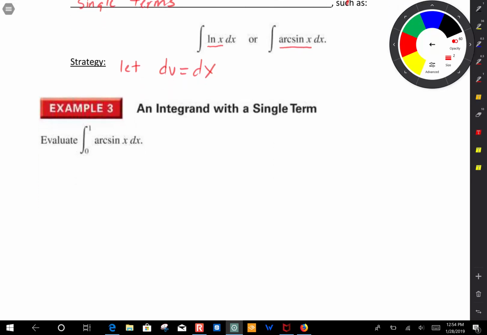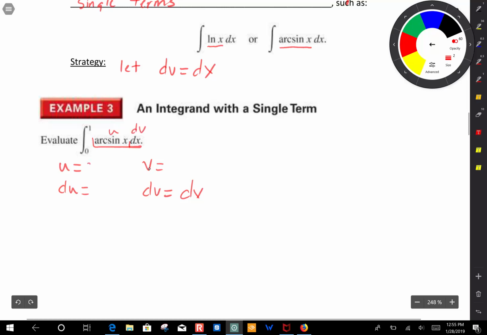So here we go. This says an integrand with a single term. Evaluate the integral from 0 to 1 of arc sine of x dx. Okay? So using that strategy, we have u, du, v, dv. We're going to let dv equal dx. So we're going to let it equal this dx right here, right? That means u would have to be the arc sine of x, okay? So that's my u, this is my dv.